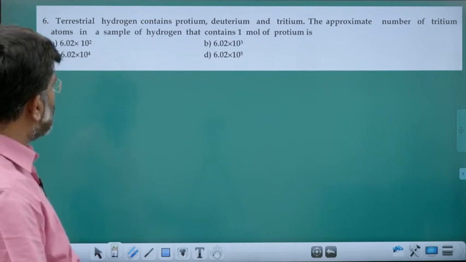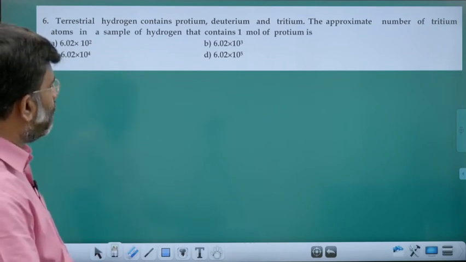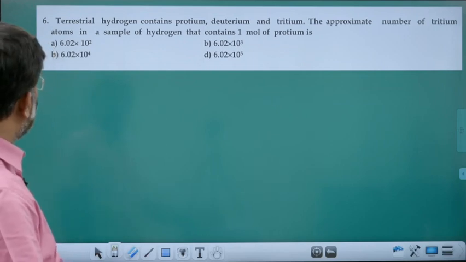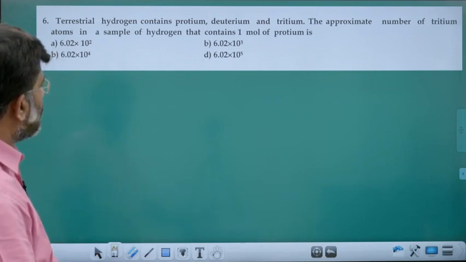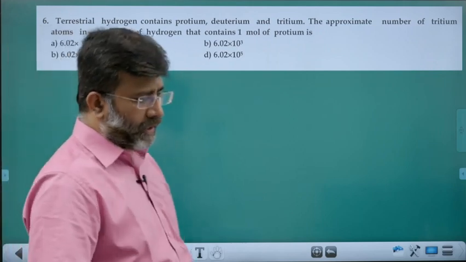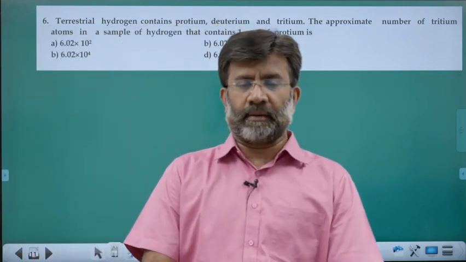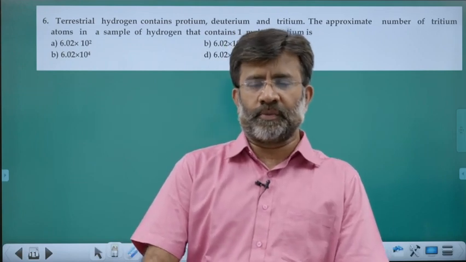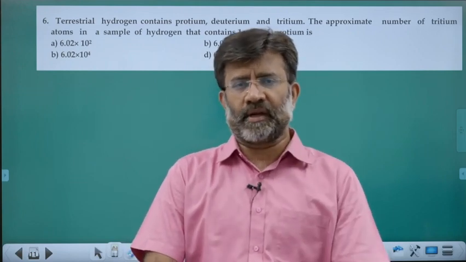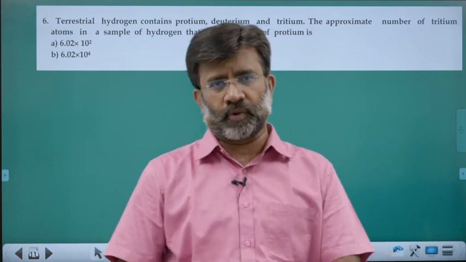Terrestrial hydrogen contains protium, deuterium, tritium. What is the approximate number of tritium atoms in a sample of hydrogen that contains 1 mole of protium? See, regarding the availability and abundance of these isotopes, there are clear specifications and statements given in the textbook.